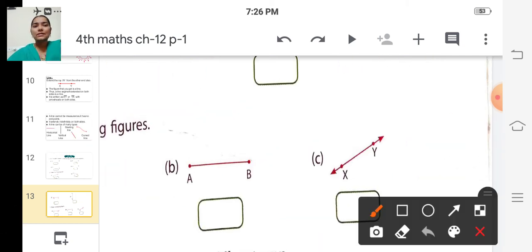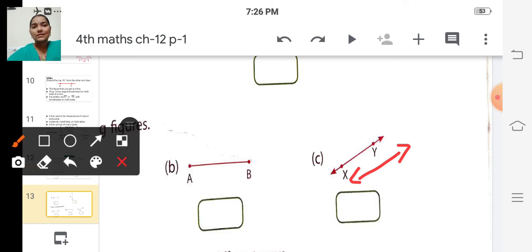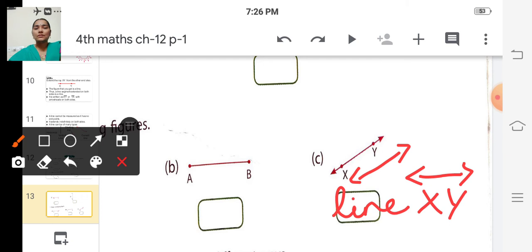The third one, C. They have extended on both sides, so it is a line. How to name this line? It is XY, and we have to put two arrowheads, arrowheads on both sides. So it is represented by XY and arrowheads on both sides.